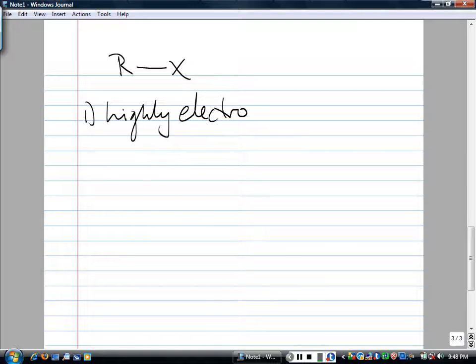The answer is very simple, because a leaving group has to be able to do a couple of things. One, it should be highly electronegative. That makes perfect sense, because what the leaving group has to do is draw electrons towards itself. That does two things. It makes the R delta plus and therefore encourages nucleophilic attack, but it also pulls the electrons towards the X so the X can come off with that electron pair. So the more electronegative I make my X, the better a leaving group it tends to be.